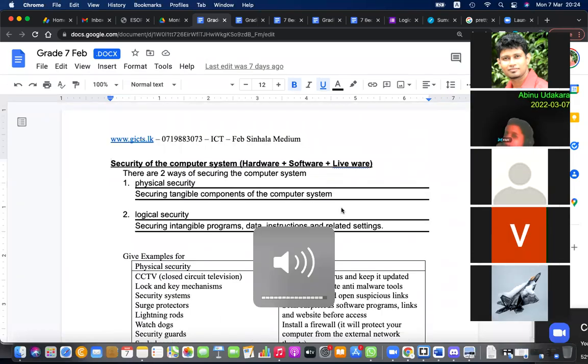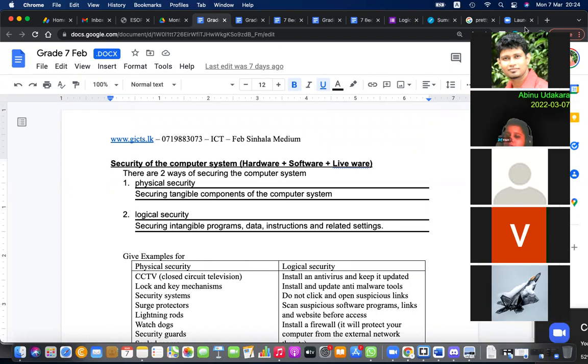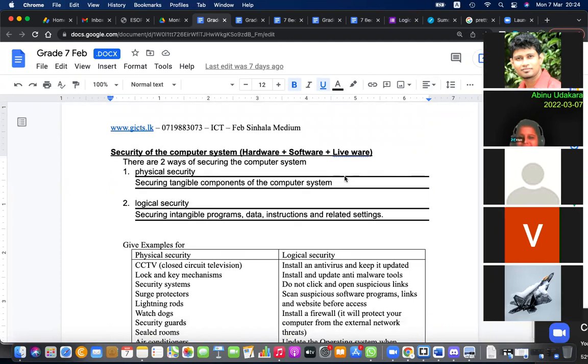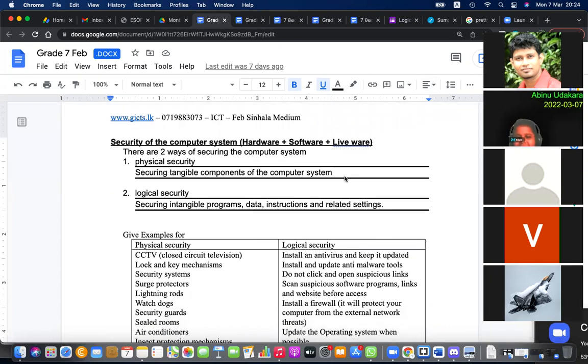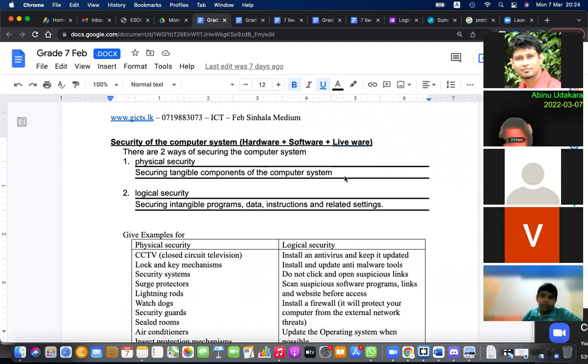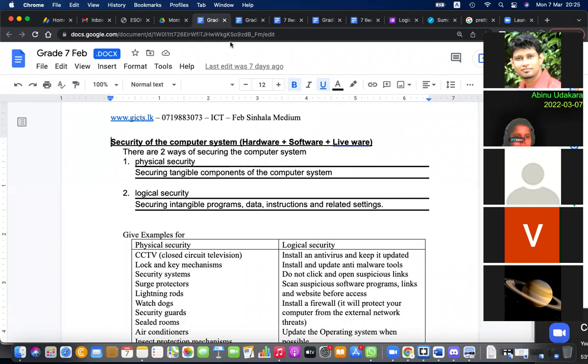From last week, we learned that the computer needs to be secured from two things. One is logical security, the second is physical security. In physical security, we are going to secure our computer from physical damage. It's easy because physical things are tangible and you can see and touch them. So it's very easy to secure them.